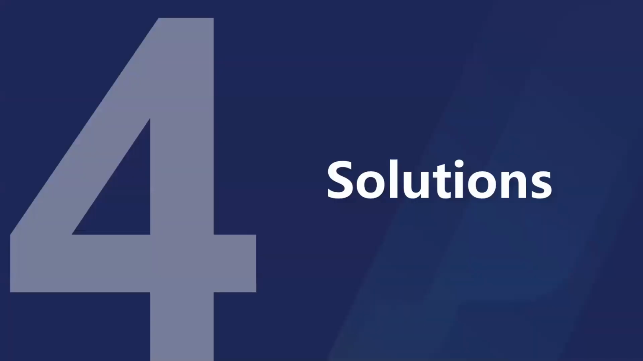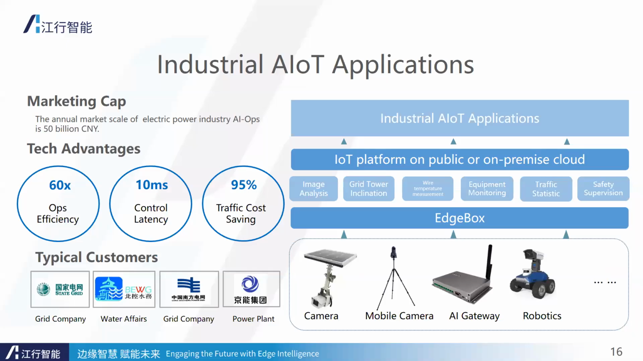Next, I'd like to introduce some solutions in our work. The first one is called industrial AIoT applications. Here we mainly focus on the electric power industry. In China, the annual market scale of electric power industrial AIoT application is more than 50 billion, more than 50 billion.